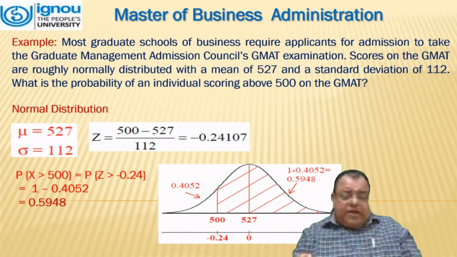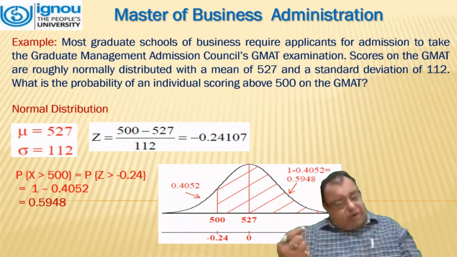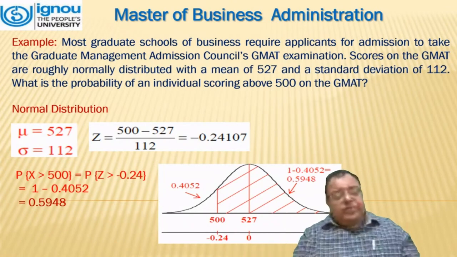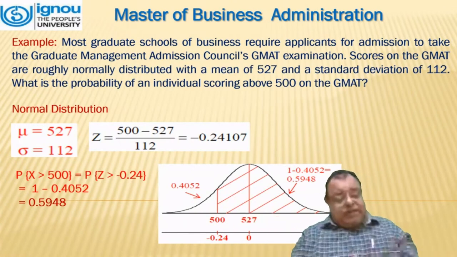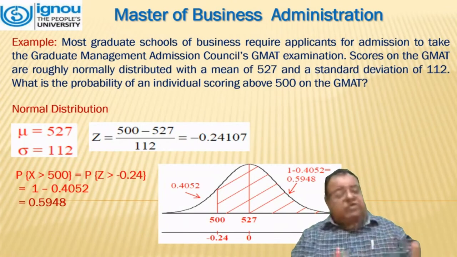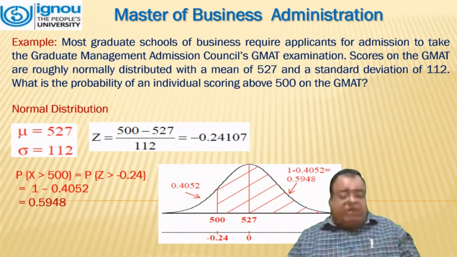Converting it to z, we want the probability z greater than negative 0.24. The value of z equal to negative 0.24 will be given in the problem, or we can take it from the table or from the computer online. That we get 0.4052. We will be subtracting it from 1. 1 minus 0.4052 is equal to 0.5948.